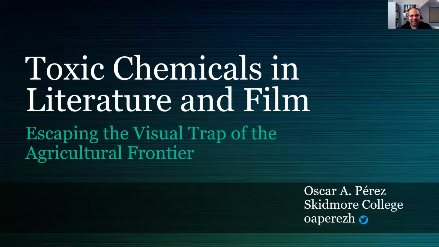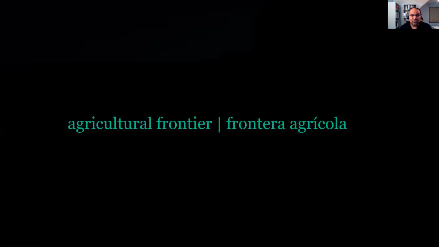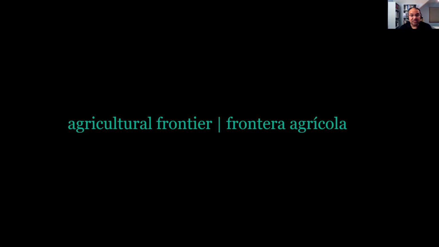Hi. As indicated in the title of this presentation, today I will be discussing how literature and film help us escape what I call the visual trap of the agricultural frontier. The agricultural frontier, sometimes called farming frontier or frontera agrícola in Spanish, is often described as the division zone between ranching and farming lands and those that have never been cultivated before.